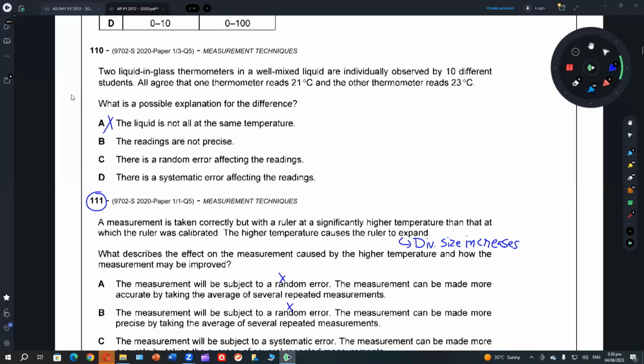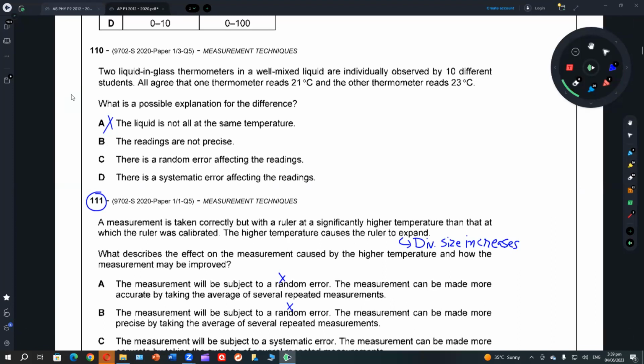So precision is like the difference between the readings. Precision means the values should be close to each other, and accuracy means that the values are close to the average value. The readings are not precise. So that's also wrong, because 21 and 23 are not close. Well, yes, actually, this is right. But he says possible explanation.